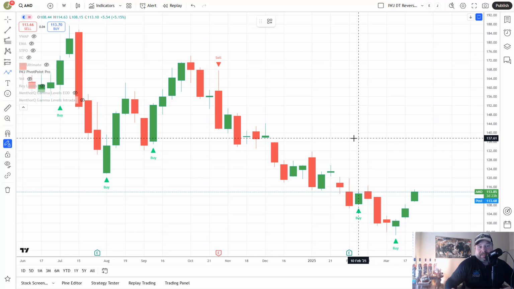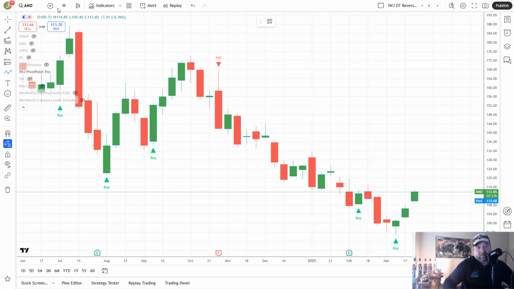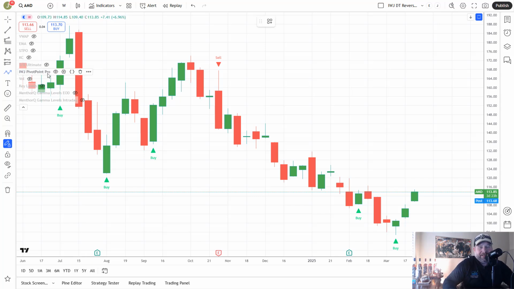So let's take a look at the AMD swing trading chart. This is the weekly chart. I do trade off the weekly for my swing trades because I look to have them be a little further out. And again, this is IWJ Pivot Point Pro, the name of the indicator. It's only available in TradingView, and it's only available for purchase. You have to buy it first, and then you can get it on your TradingView chart. I'll show you how to do that in just a minute.